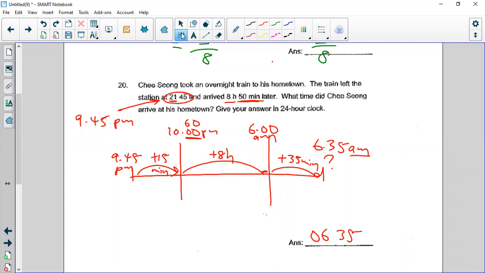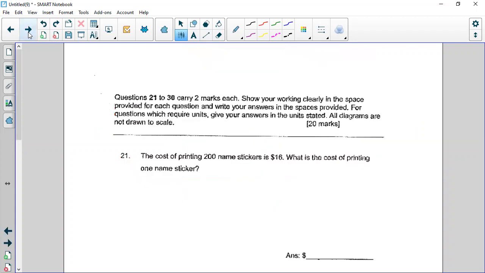Okay, let's look at question 21. Okay, the cost of printing 200 name cards is $16.